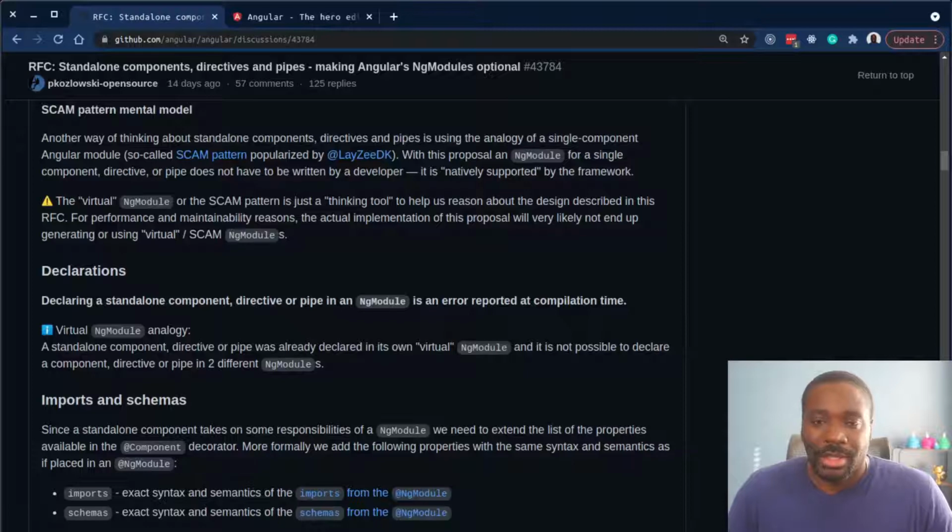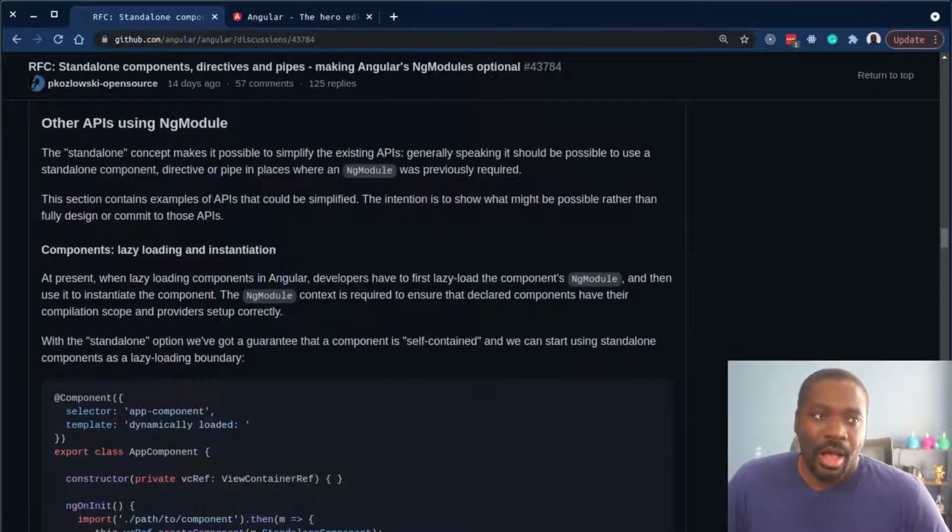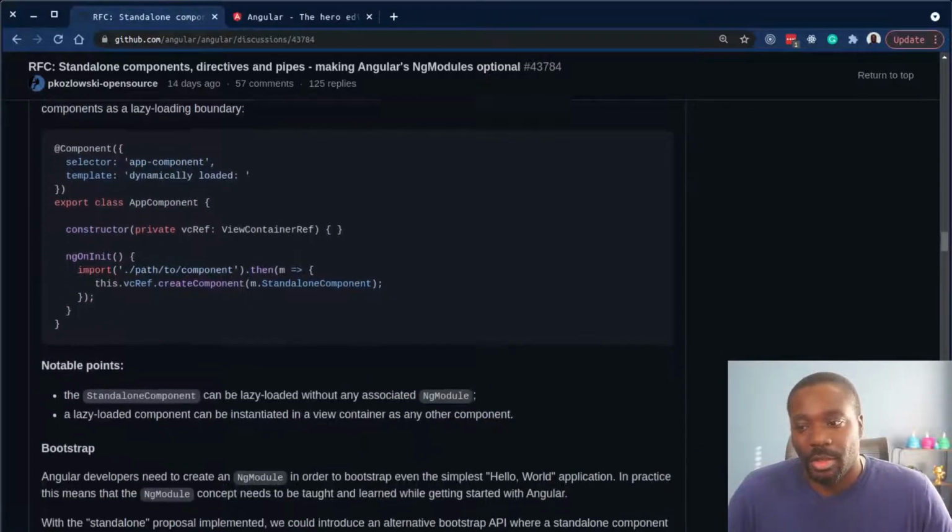There are also other areas where standalone components, pipes, and directives would be valuable within the framework, including, like I said, lazy loading components, and also using the router where we don't have to load NgModules to load components that contain routes. But you can read further in the RFC to learn more about that.